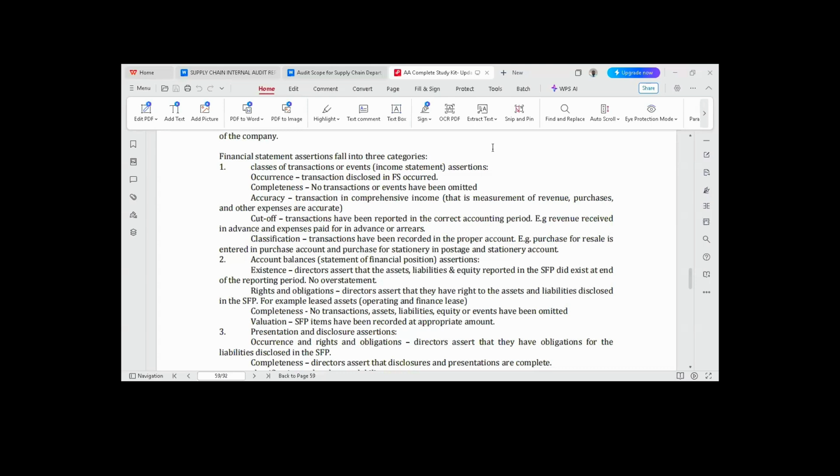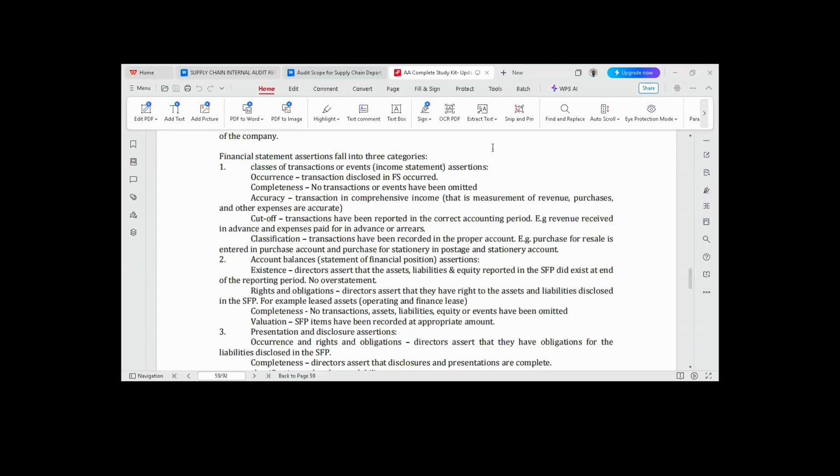The second one, assertion based on account balances. Now, account balances are found in what? In your statement of financial position. Remember when you're doing your T account, ledger account, balance brought down, balance brought forward. That balance brought down, that balance brought forward is what you post to your what? To your statement of financial position.